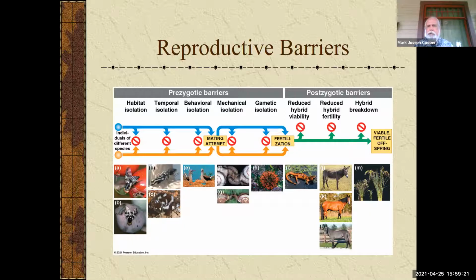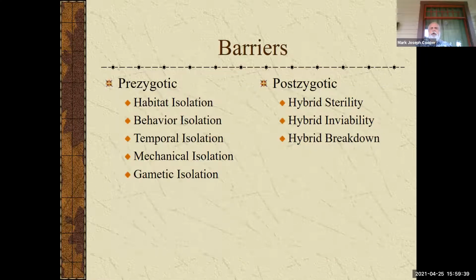There's prezygotic and postzygotic. If you remember, a zygote is a fertilized egg. So prezygotic means that it happens before egg and sperm come together, and postzygotic means that it occurs after the zygote is actually made and then something happens. All right, so let's look at the different types here. This is spelled out to give you kind of the lists, and then let's go through each one of these and look at what those mean.